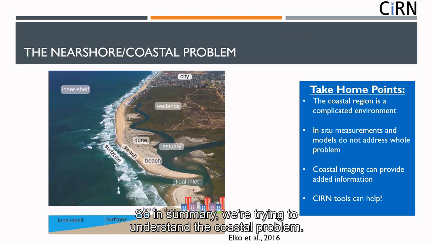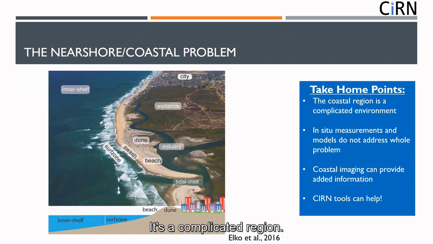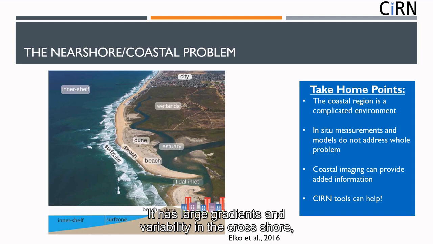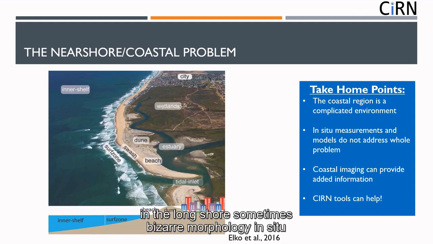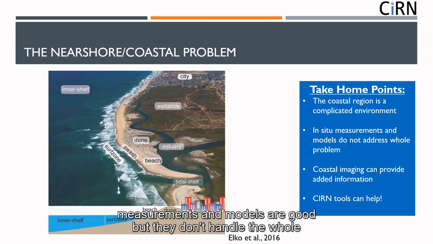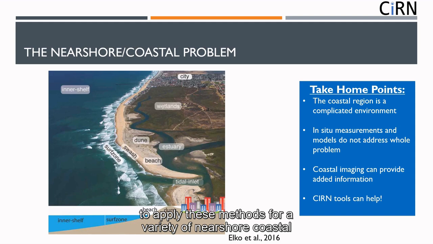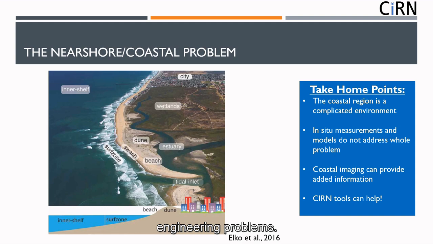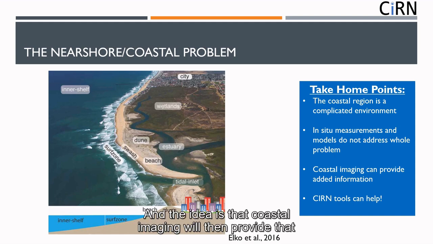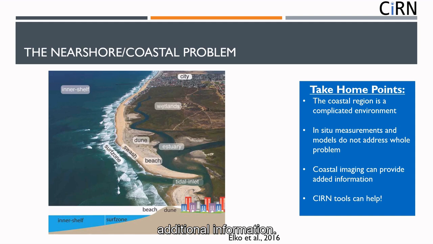So in summary, we're trying to understand the coastal problem. It's a complicated region. It has large gradients and variability in the cross shore, in the longshore, sometimes bizarre morphology. In situ measurements and models are good, but they don't handle the whole problem. And they won't be the tools that we can use as we try to apply these methods for a variety of nearshore coastal engineering problems. And the idea is that coastal imaging will then provide that additional information.